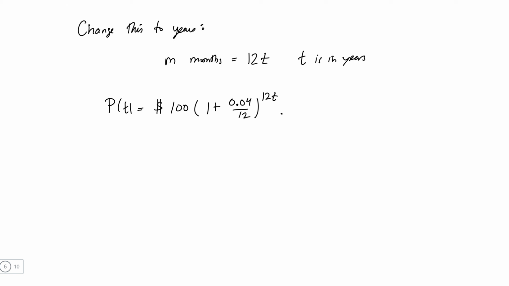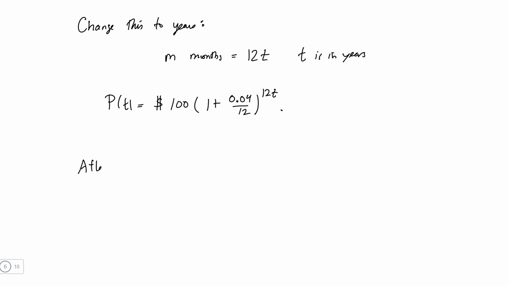So for example, after 3 years, now you could write the equation in terms of months. That would be perfectly fine. It's just more common to write it in terms of years. So that's why we changed it to years. But you could leave it in months as long as you're consistent.